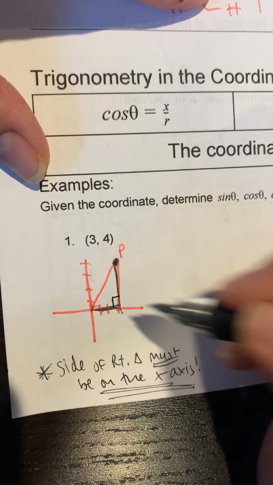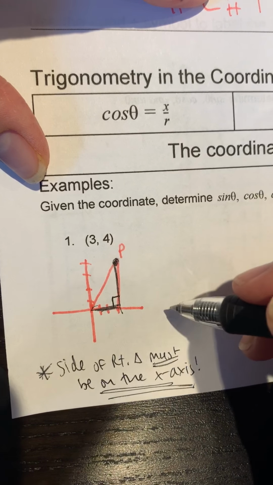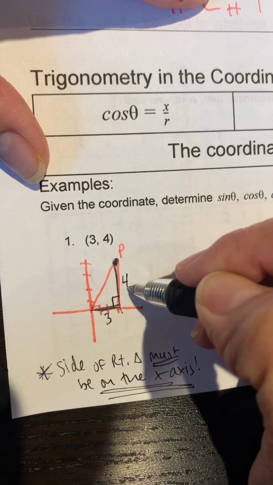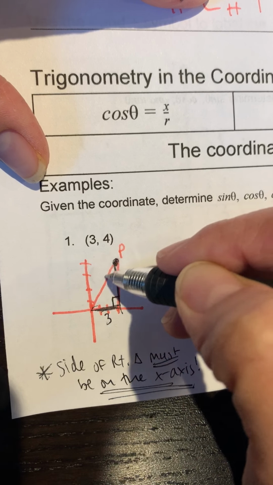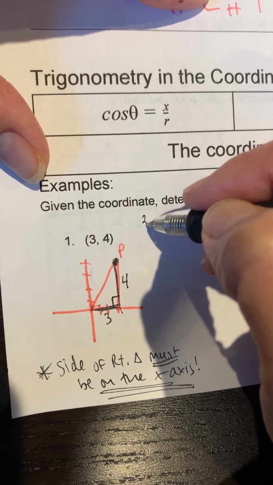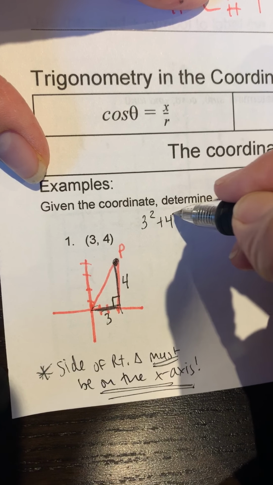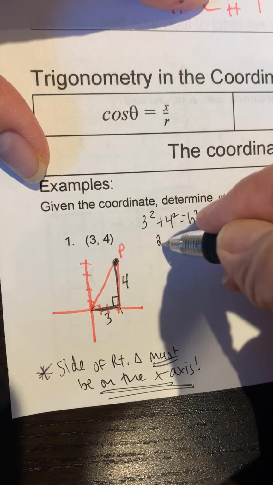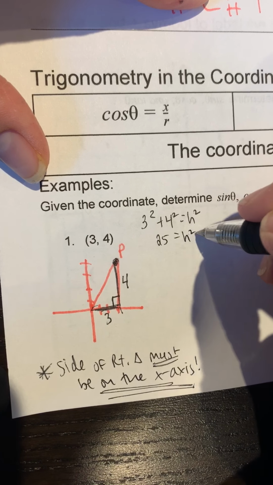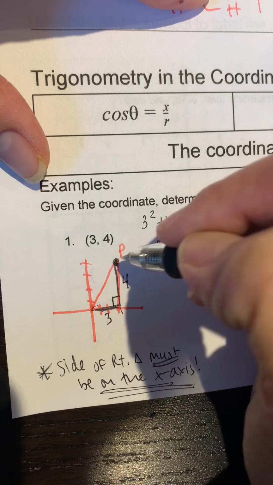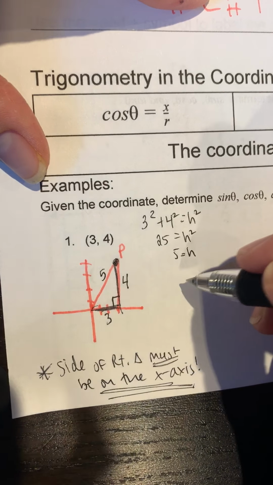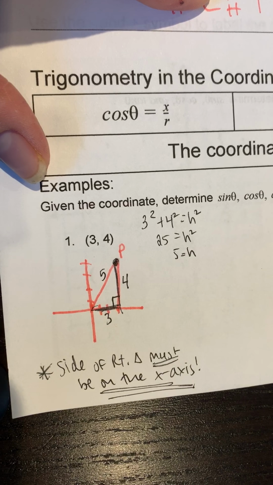Okay, so here you have it. Here's your right triangle. This bottom here is 3. This here is 4. Find out what the hypotenuse is. 3 squared plus 4 squared equals h squared. You're going to find that 25 equals h squared, so h is 5. Okay, so I can go here and call that 5. Awesome. So now I can answer the question.